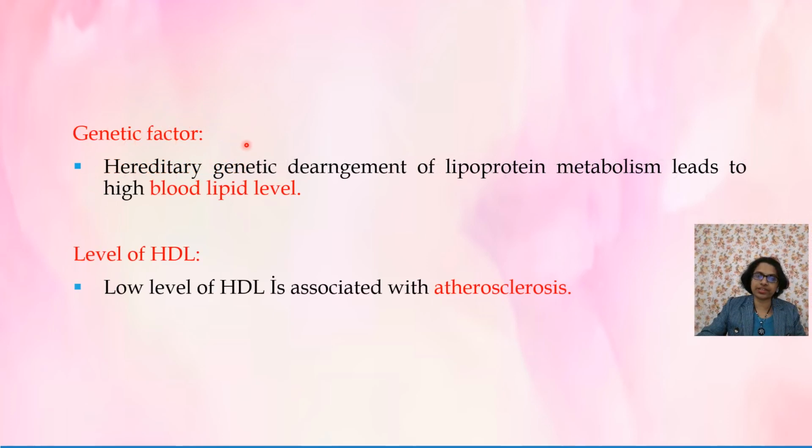Then another factor is the genetic factor. We know that hereditary genetic derangement of lipoprotein metabolism leads to high blood lipid levels. So because of a derangement of lipoprotein metabolism, there are high blood lipid levels. Then another factor is the level of HDL.